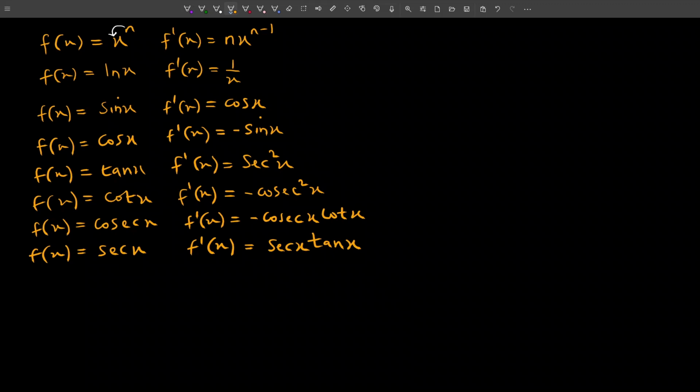Okay, let me add one more. I give you a function e raised to x. Then the derivative of the function is e raised to x. I should take a snapshot of this. We're going to be using these. We're going to be applying this in questions on differential calculus. And don't forget that f prime of x is the same as saying dy dx.